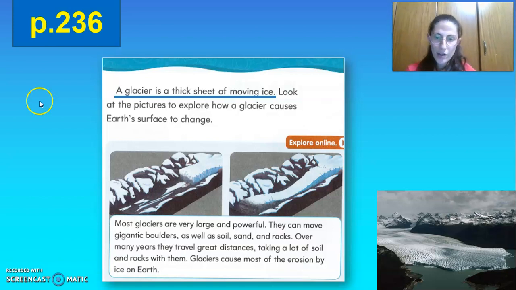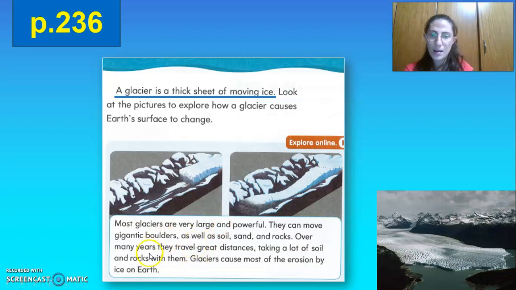So let's read together. What does it do? Most glaciers are very large and powerful. They can move gigantic boulders as well as soil, sand, and rocks. Over many years, they travel great distances, taking a lot of soil and rocks with them. Glaciers cause most of the erosion by ice on Earth.